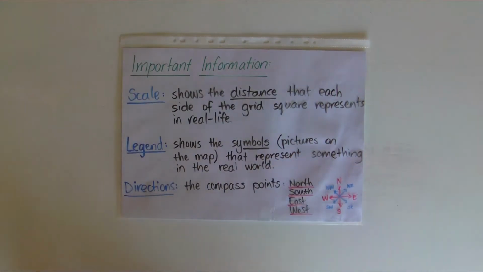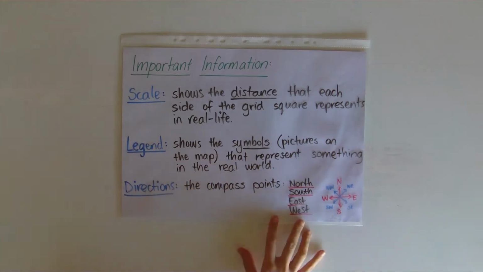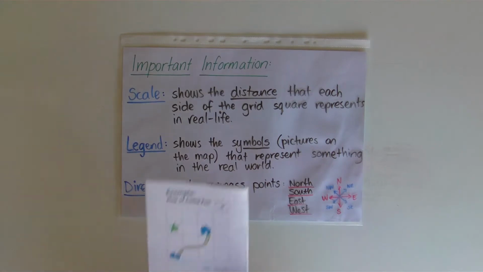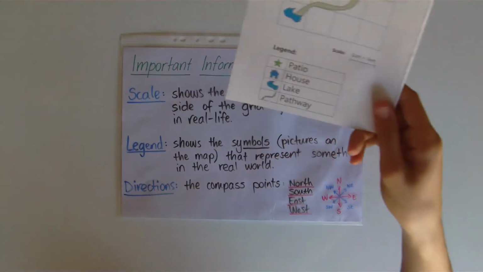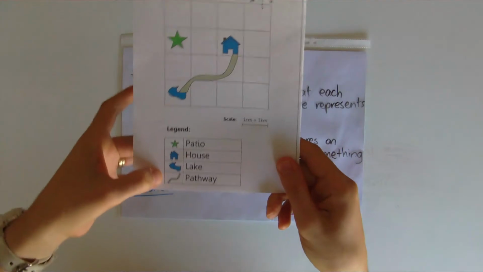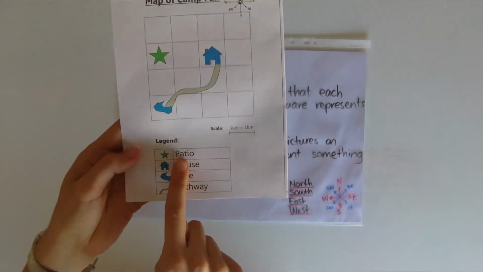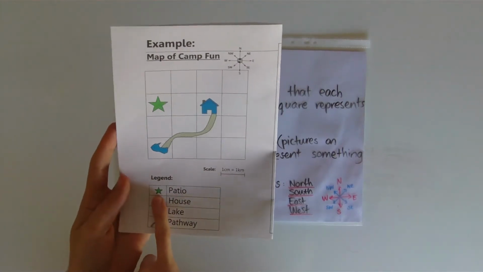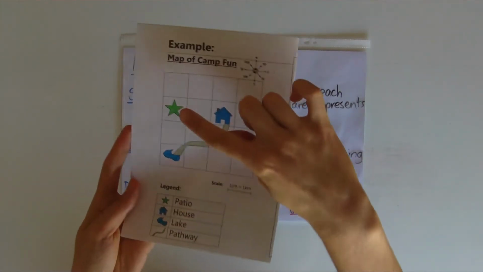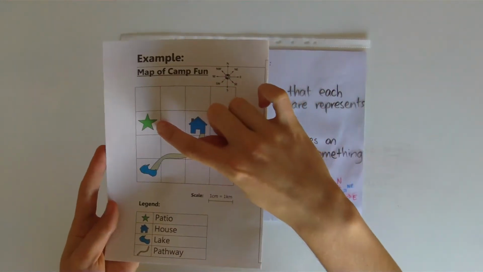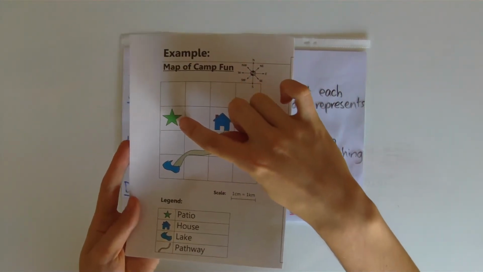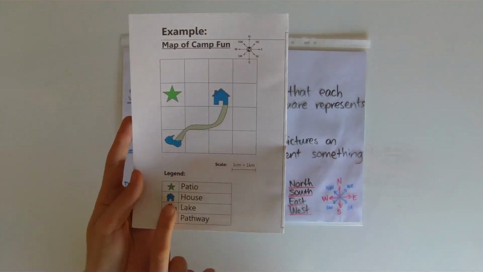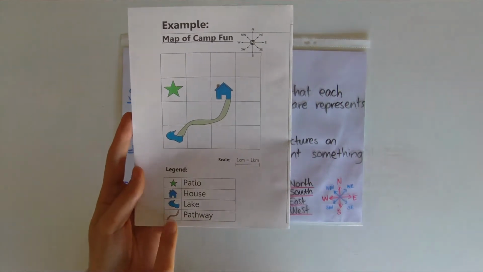Now the legend on a map shows the symbols or the pictures on the map that represent something in the real world. On this map here, we have the legend, and it has symbols, and then what those symbols represent in real life. So here a star is a patio. So on this map up here, we've got a star there. That represents that there is a patio in real life at that point. Here we have a house, a lake, and a pathway.